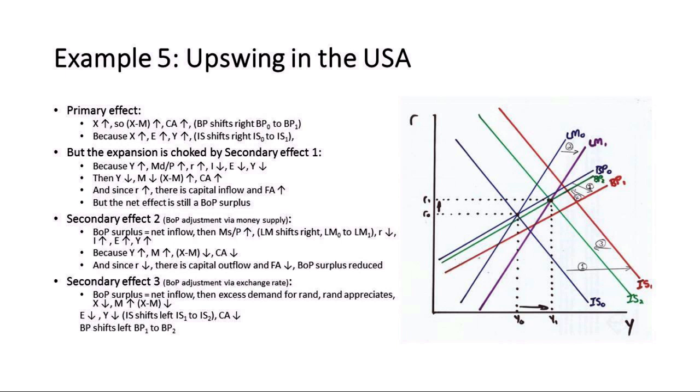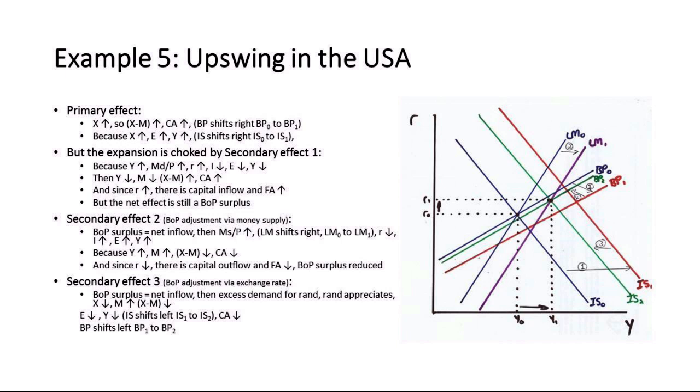This pushes down interest rates, increases investment, increases spending, and increases income. But because incomes are higher, imports are also increased by a bit. That means that the current account surplus is reduced by some. Because interest rates are lower, that means that there's less of a capital inflow, and the financial account surplus is also reduced, in total reducing the balance of payments surplus, bringing us closer back to the BP curve.